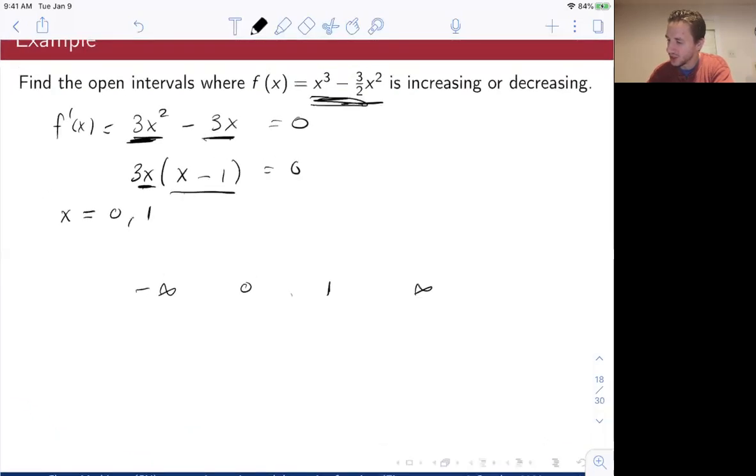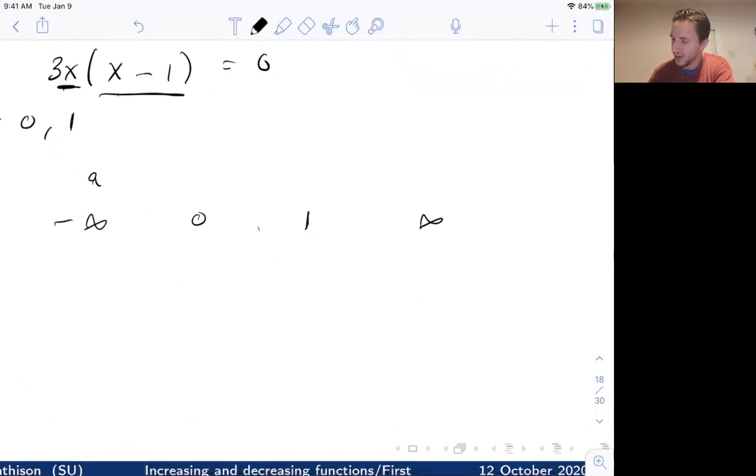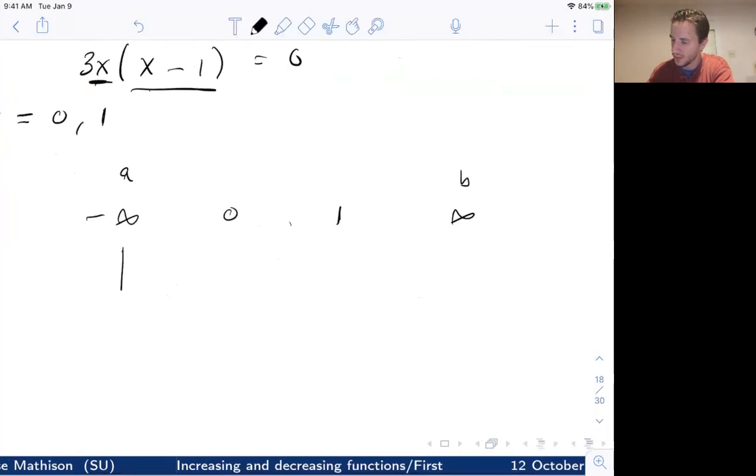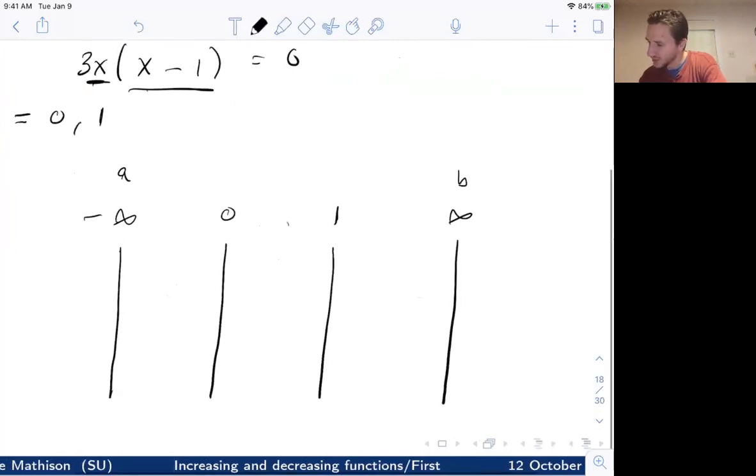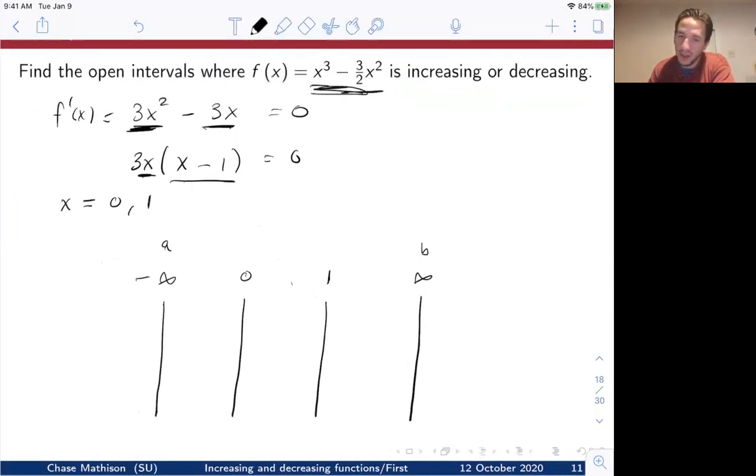So the way this table is always going to go is you're going to list your a value and then all your critical numbers in order, and then your b value here. Okay. So these are my test intervals. All right. So one other thing I like to do when I'm making this table is if I have a product of things like this, I like to write out 3x, x minus 1, and then f prime of x is their product.